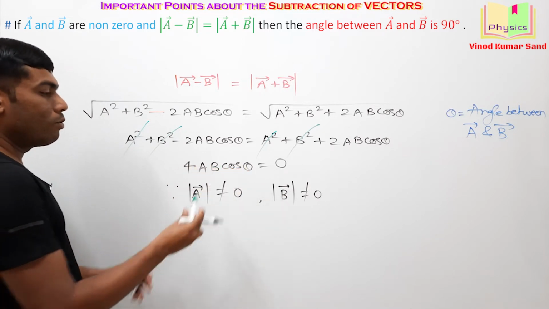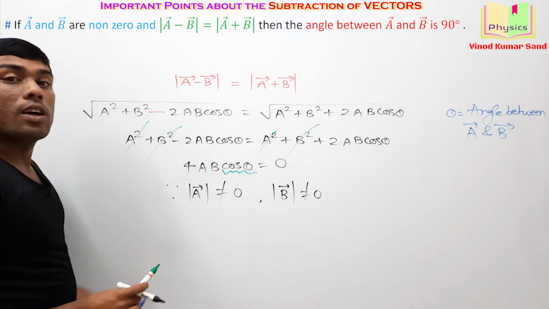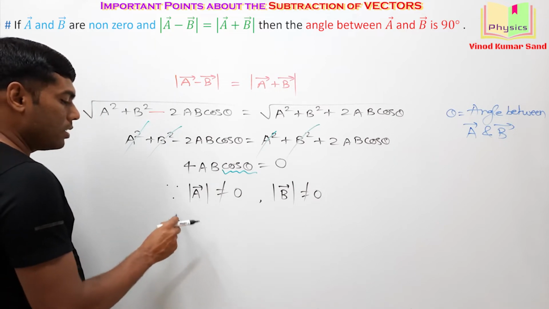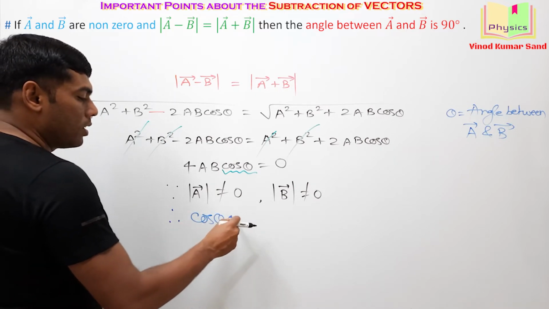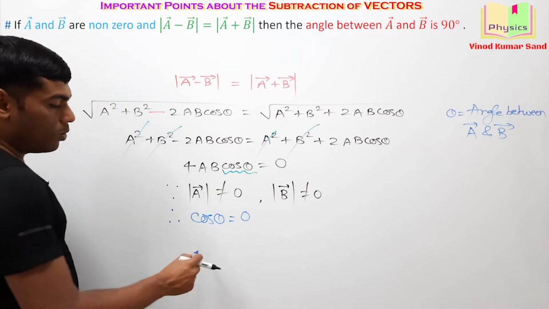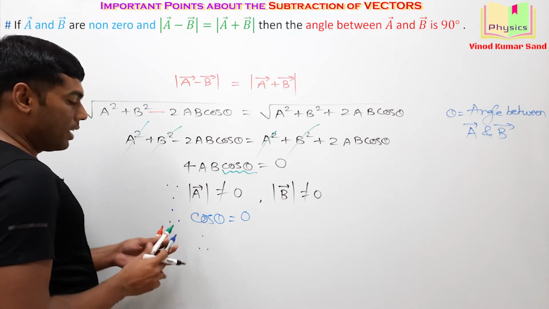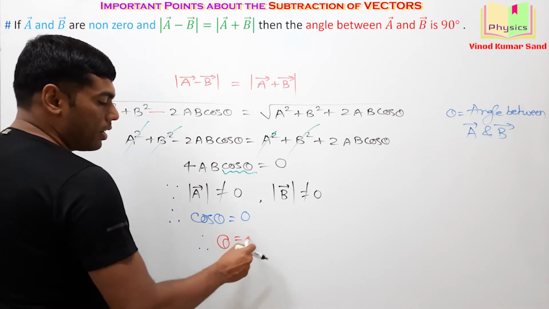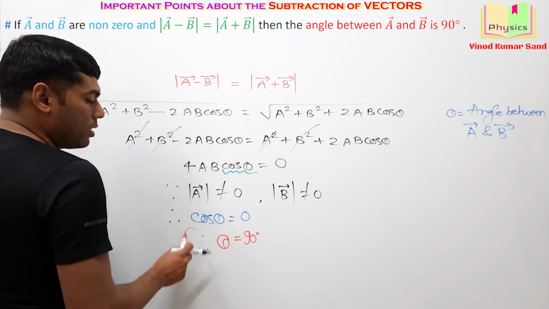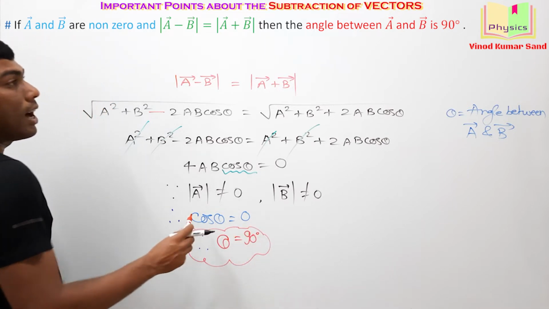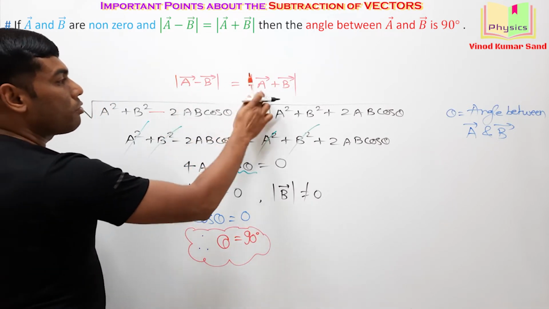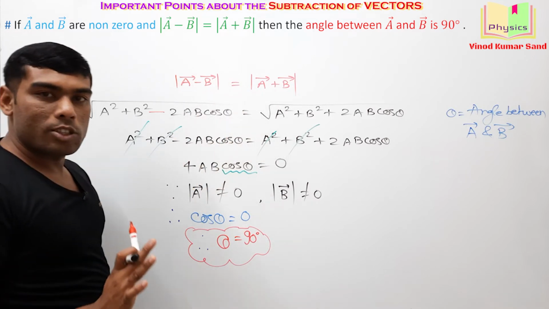It means which term must be 0? Cos theta must be 0. If cos theta is 0, it clearly indicates that theta must be 90 degrees. It means the A vector and B vector are perpendicular if they satisfy this condition.